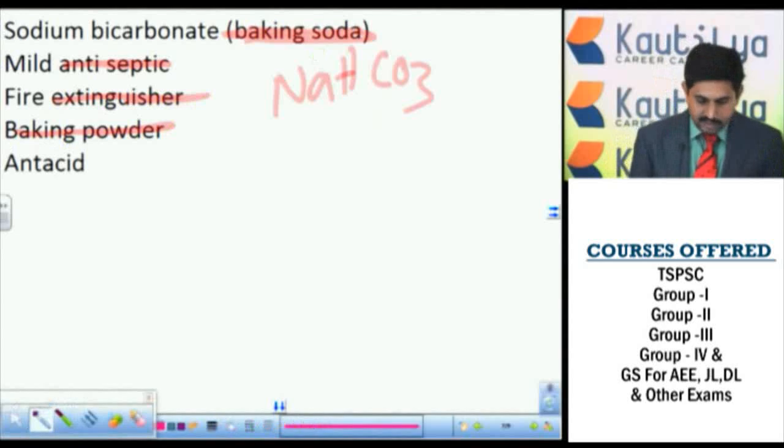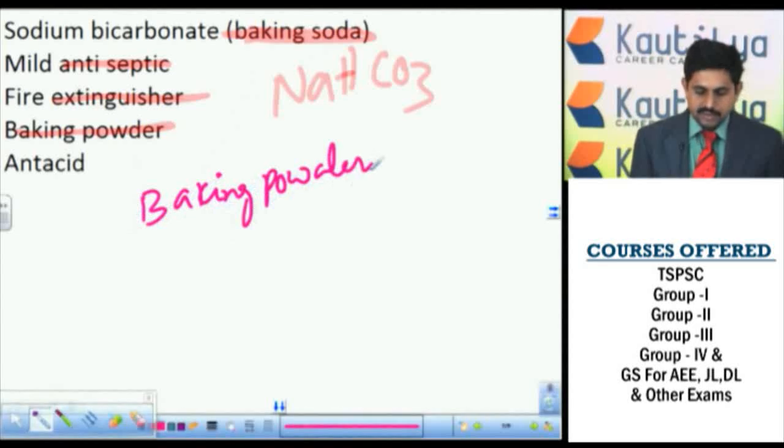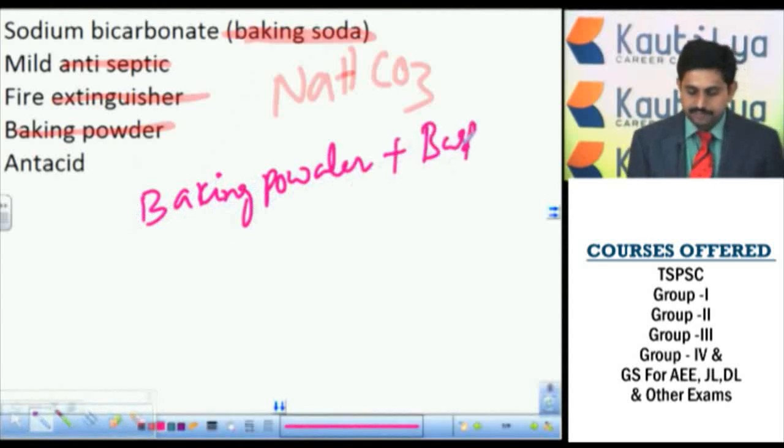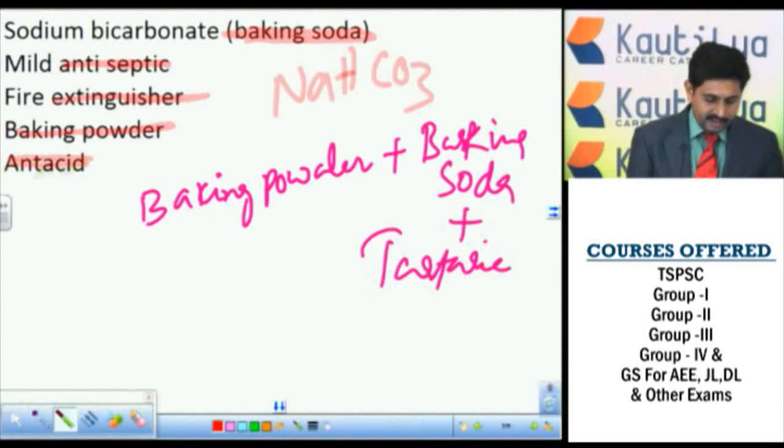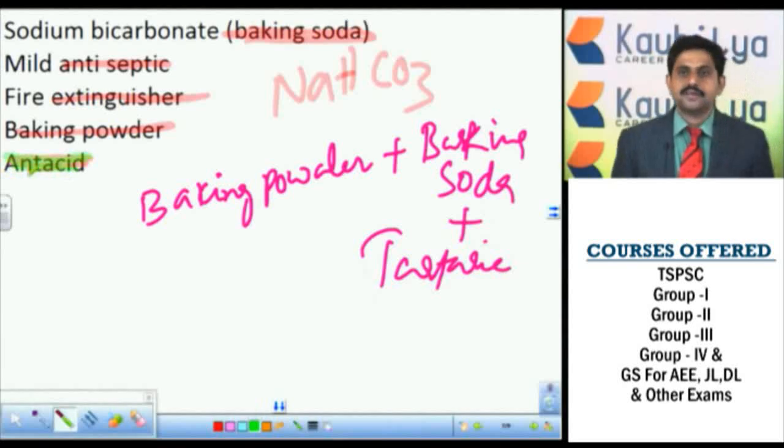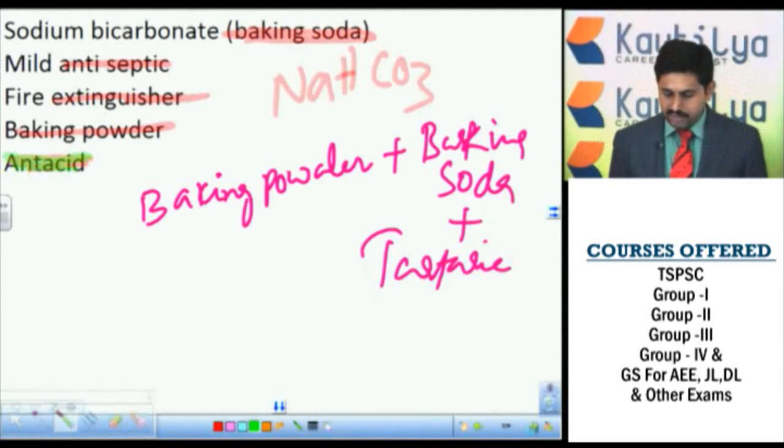Already we have discussed this one. Baking powder is nothing but baking soda plus tartaric acid. It is used as an antacid. Antacid means it is used to reduce the gastric content in our body. If you overeat or eat some spicy food, gases are released in our body. To reduce this, we can take baking soda, which is available in our home in daily life.